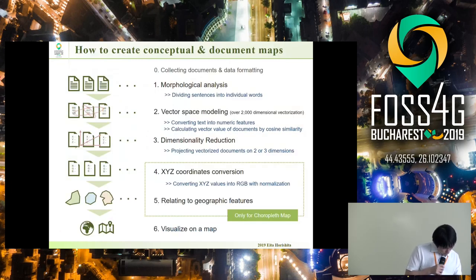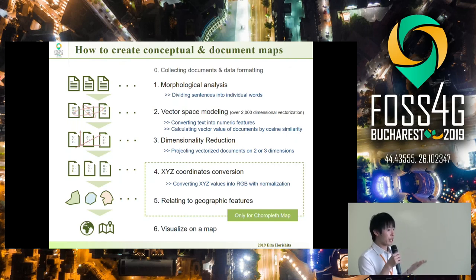And next, I'd like to explain how to create this kind of thing. There are totally 6 or 7 steps for creating these maps. Firstly, of course, you have to collect the documents. As long as it is text data, and as long as you can collect it, you can input all kinds of data. For these cases, I used the city plans, Wikipedia data, or Twitter because it's easy to get. But if you have any kind of text data, you can make it an input.